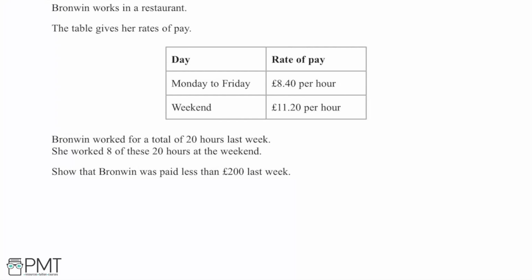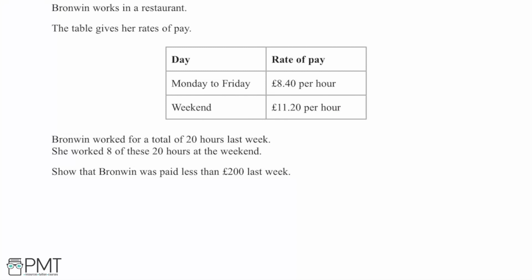So in this question, I'm told that Bronwyn works in a restaurant, and we're given a table which gives her rates of pay. So here we have the day, so we either have Monday to Friday or the weekend in this left-hand column, and then in the right-hand column we have the rate of pay for each of the time periods. So it's £8.40 per hour Monday to Friday, so the weekdays she gets £8.40 per hour, and then at the weekend it's £11.20 per hour.